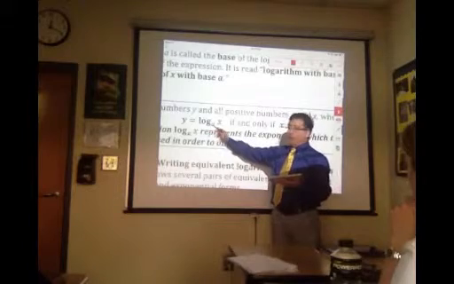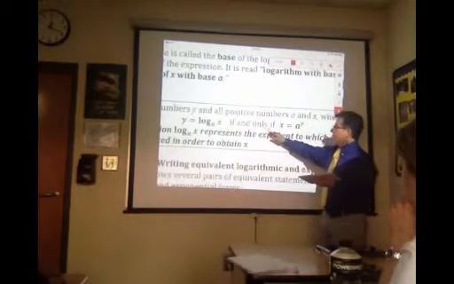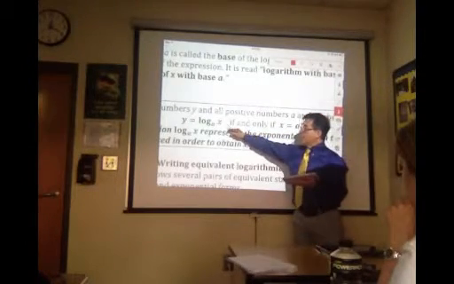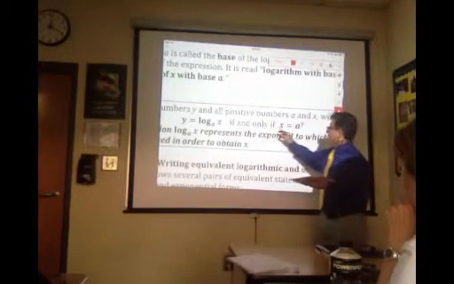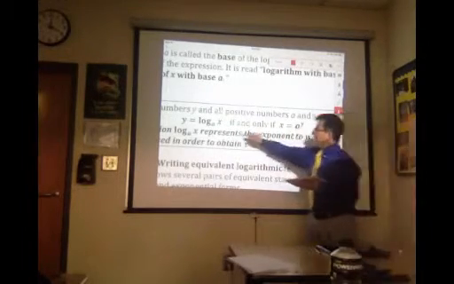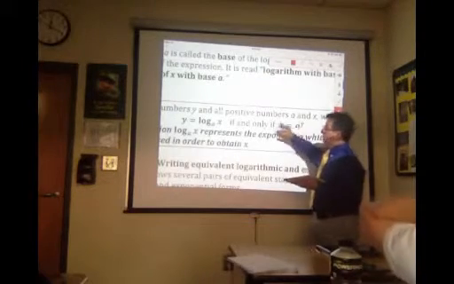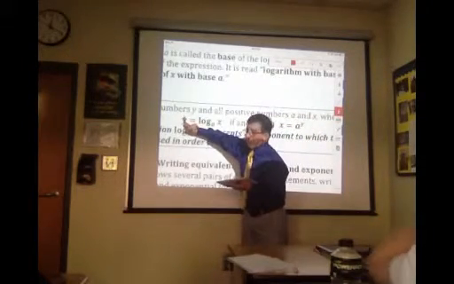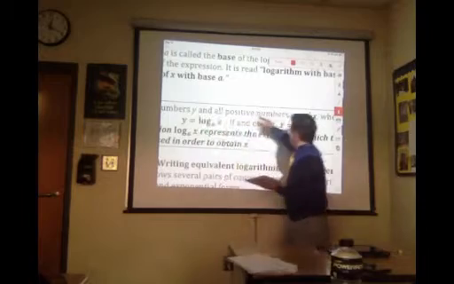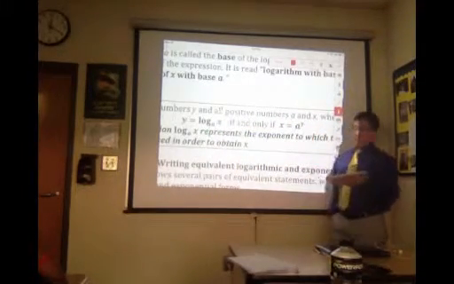Y is equal to log on base A of x. This can be written in this way: x, which is the power, will be equal to A, the base, to the value of y. So we call this the power. The value of y will go to the power here. The base is the base of this exponential function.